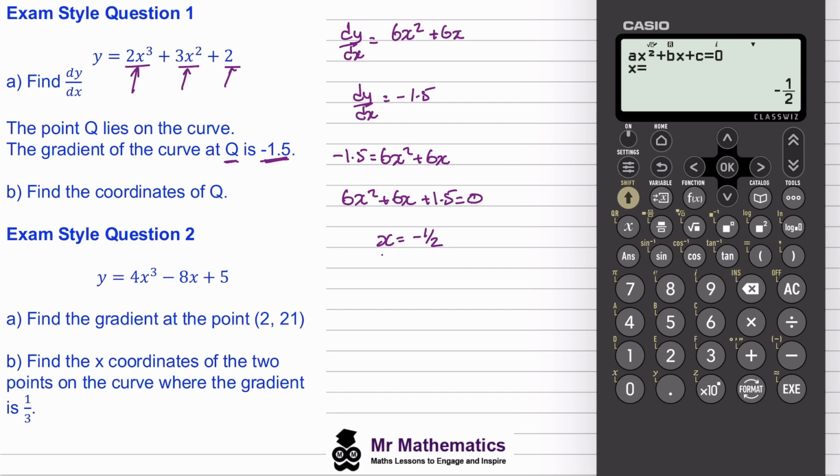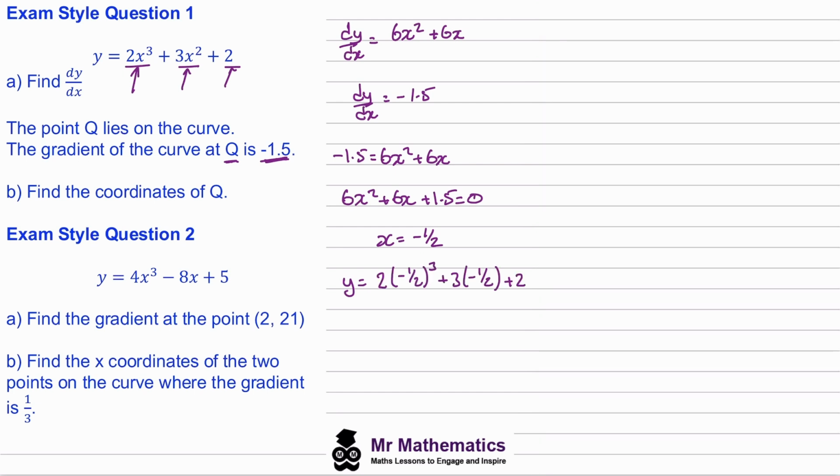So if x equals negative 1/2, we can find the y by substituting this value of x back into our equation. Now, a common mistake here is to substitute that into dy by dx, but that will give us a gradient. We want the value of y, so we'll substitute it into here. And when we work this out, we get y equals 1/4. So at Q, the coordinates are negative 1/2 and positive 1/4. Okay? Let's try question 2.